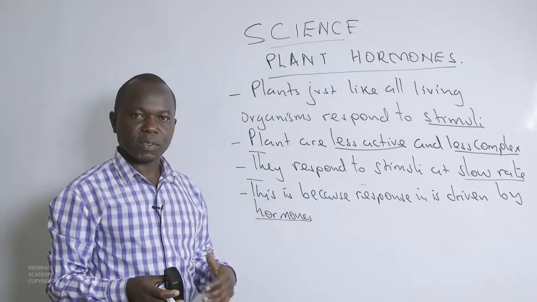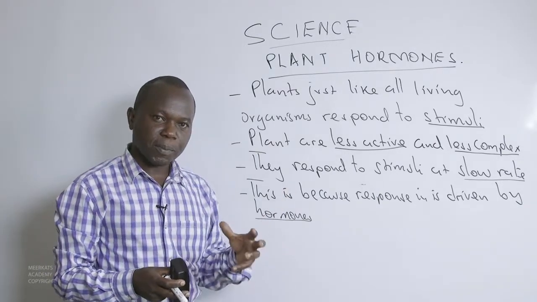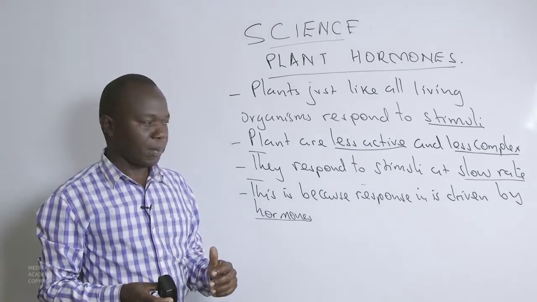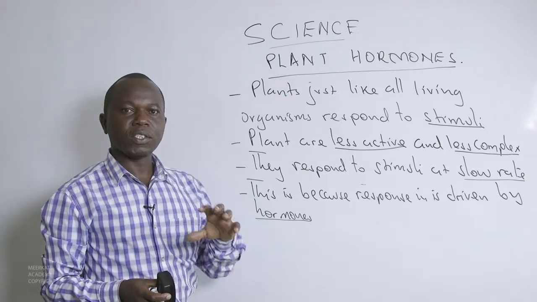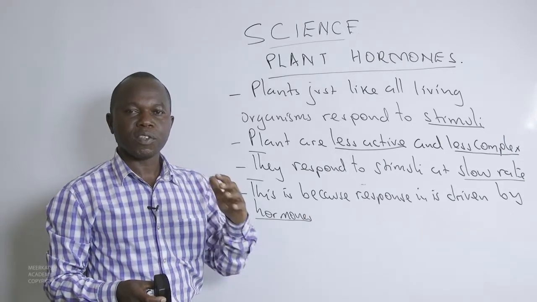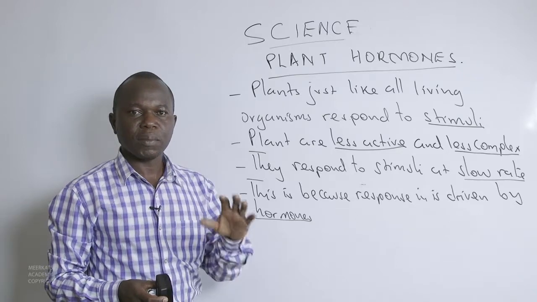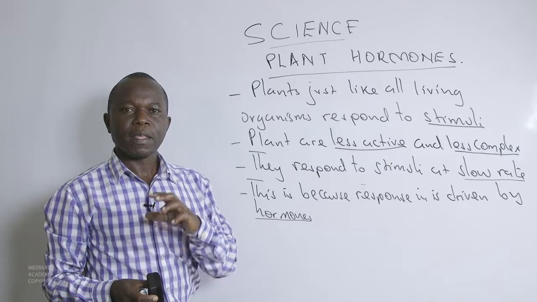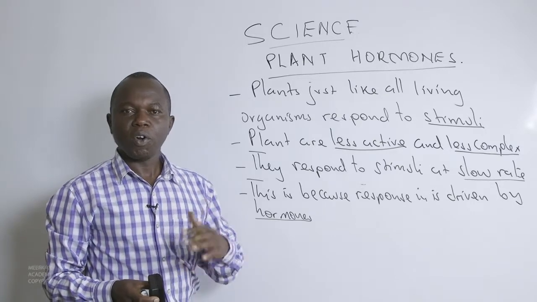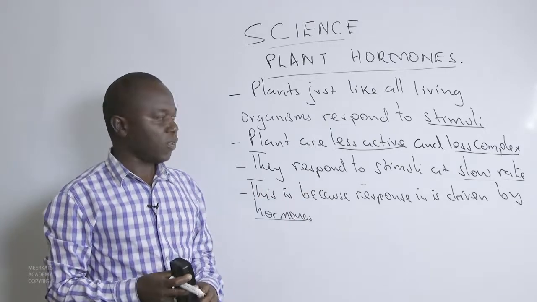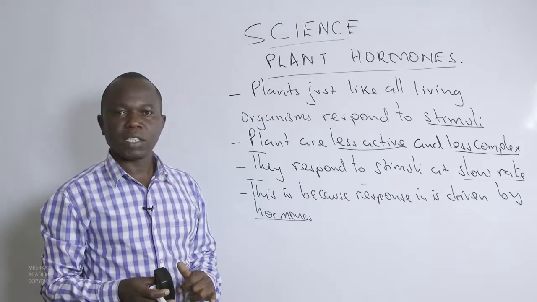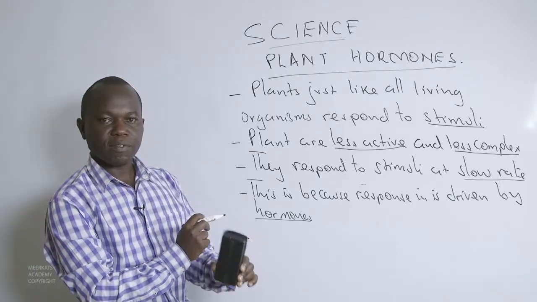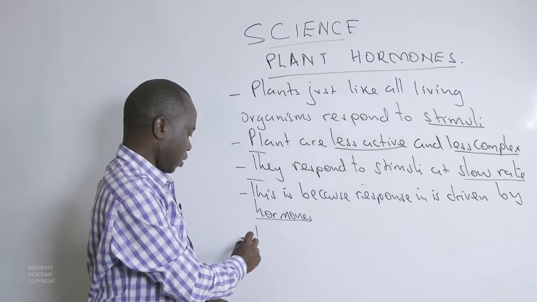But how do they respond? Are they going to move from the position they are in to a different position? That does not happen. Response in plants is usually in the form of growth movements of the parts. So the parts are the ones that will move. Either the roots, the branches, or parts of the leaves will be moving in response to change in the environment or to stimuli. So the responses are in the form of growth movements.